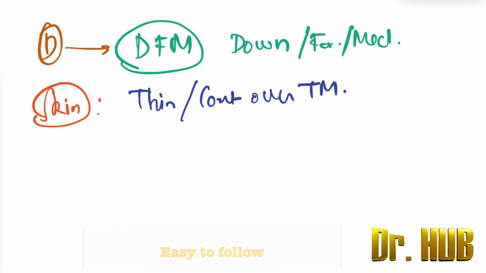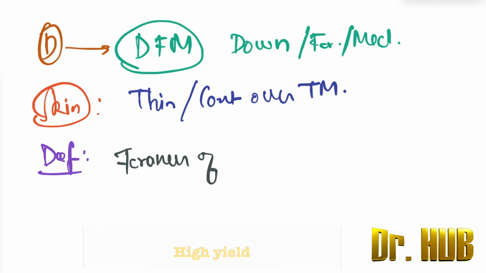Now let's look at the deficiencies. Under deficiency, it is the foramen of Huschke.